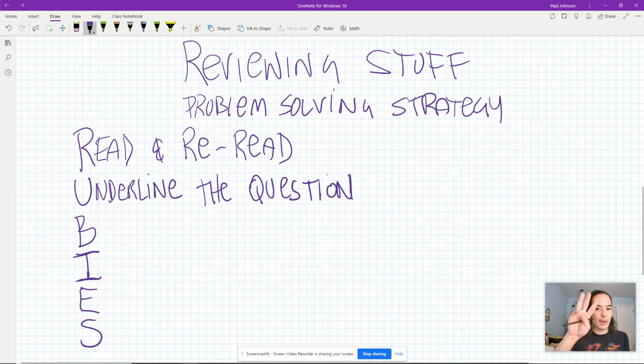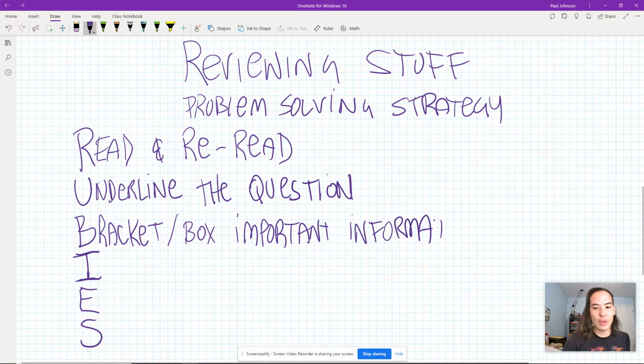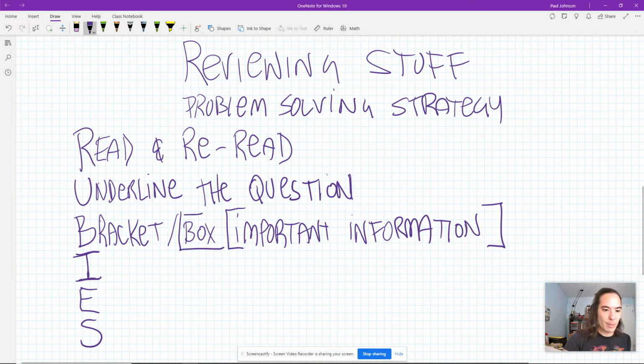All right? Third step, what you're going to do is bracket or box important information. All right? So, a bracket looks like this, right? You could bracket important information, or you could box important information. All right. Brackets are actually something that you'll use in math in 5th grade. So if you want to practice drawing brackets, it will actually come into play sometime in your 5th grade lessons. All right. So you're going to bracket or box important information.